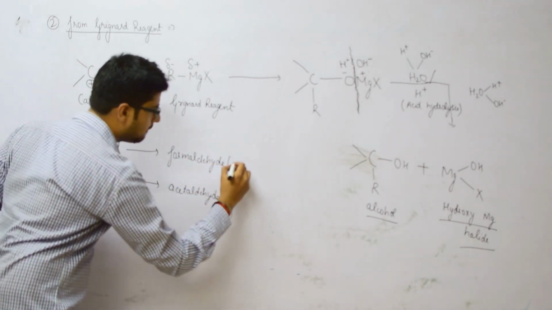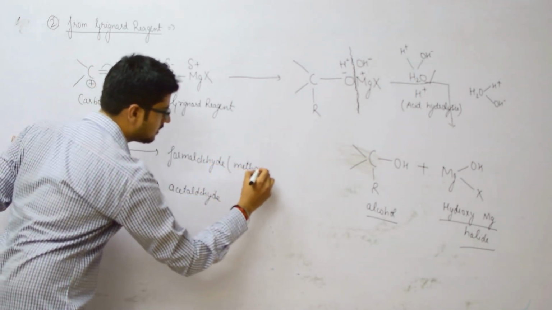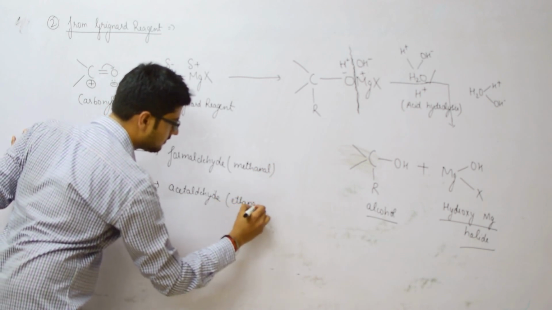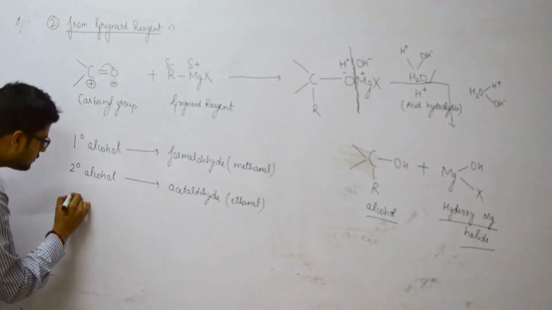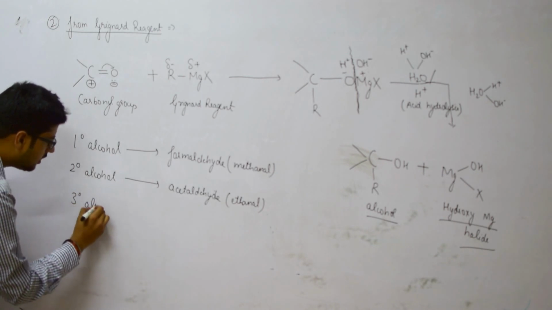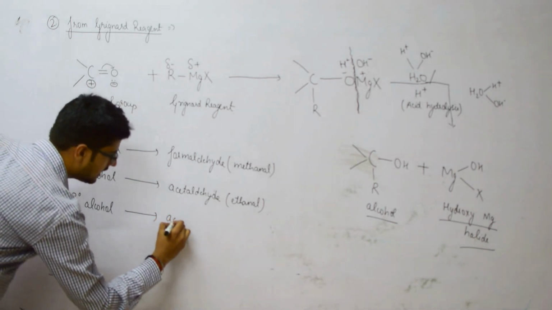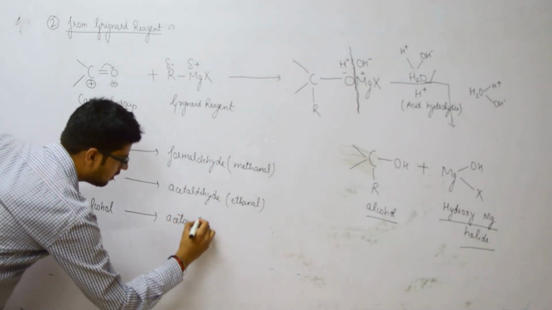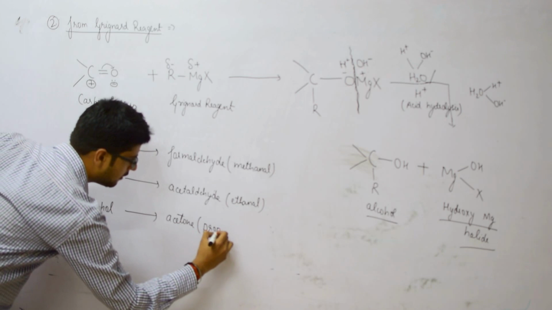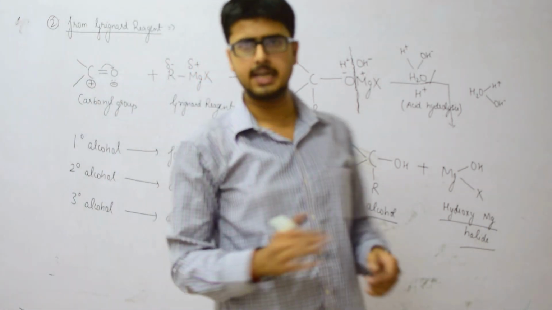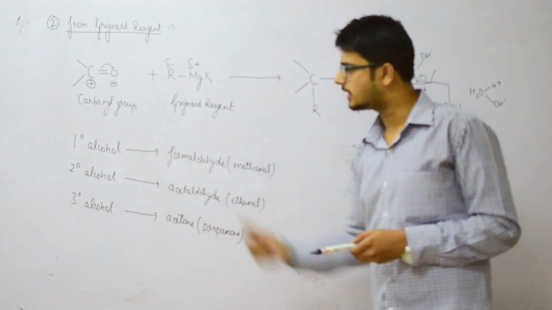This is also called methanol, and this is also called ethanol. And when we have to prepare tertiary alcohol from Grignard reagent, we will take the starting material acetone or propanone. So we can make all the 3 types of alcohols from Grignard reagent.